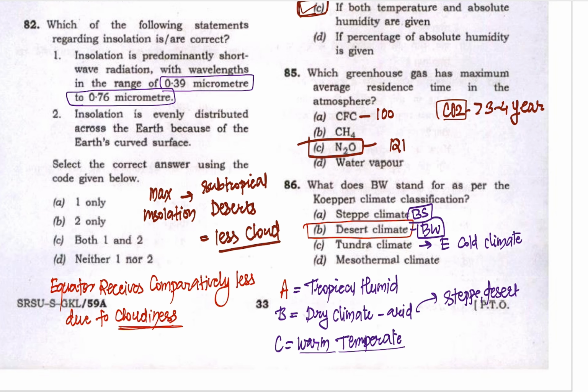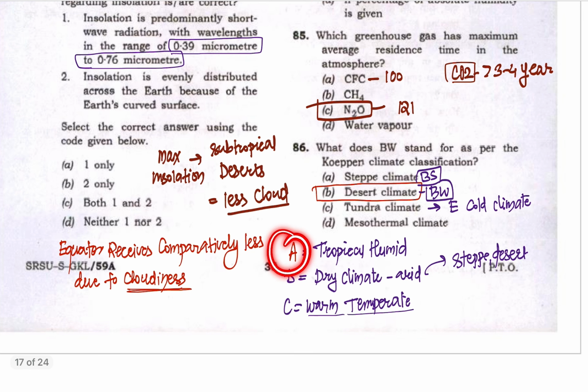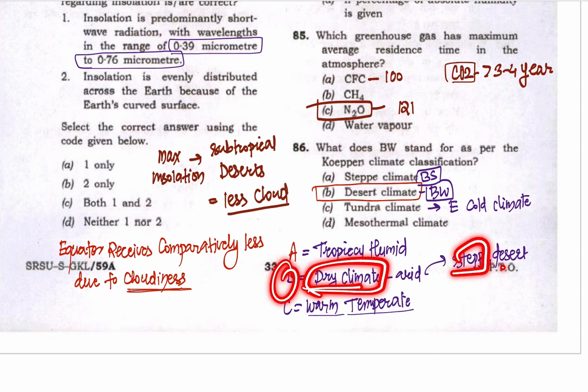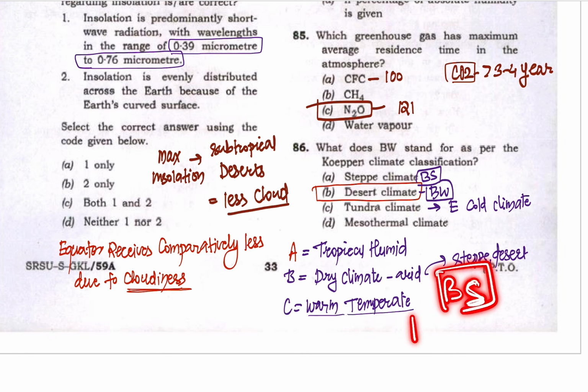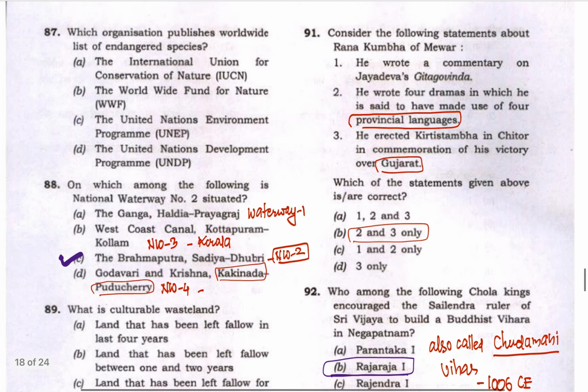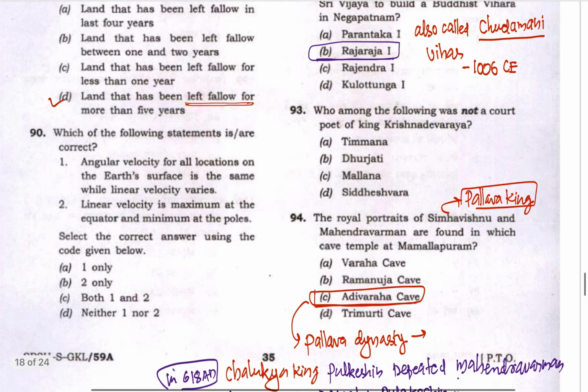Now, as I discussed in the past question, we will discuss the Köppen climate system. In the Köppen climate system, you can see A stands for tropical humid area, B stands for dry climate. Dry climate can be found in steppe and desert, and then we have warm temperate climate. So B stands for dry climate for steppe and desert, but steppe is indicated as BS and desert is indicated as BW. So BW stands for desert climate. I don't feel these are just factual based questions.